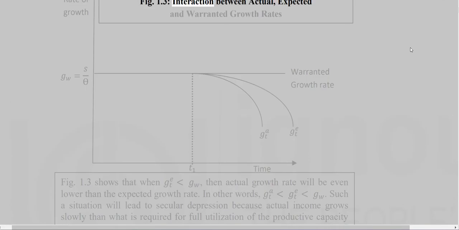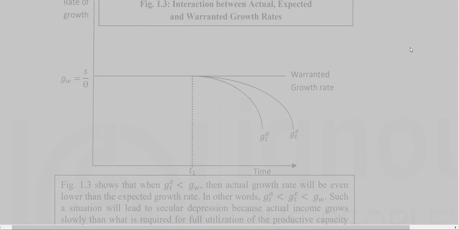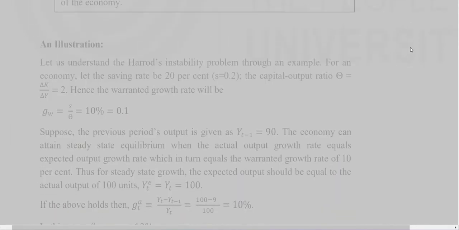Figure 1.3, interaction between actual, expected, and warranted growth rates. Figure 1.3 shows that when the expected growth rate is below the warranted growth rate, then the actual growth rate will be even lower than the expected growth rate. In other words, such a situation will lead to secular depression because actual income grows more slowly than what is required for full utilization of the productive capacity of the economy.